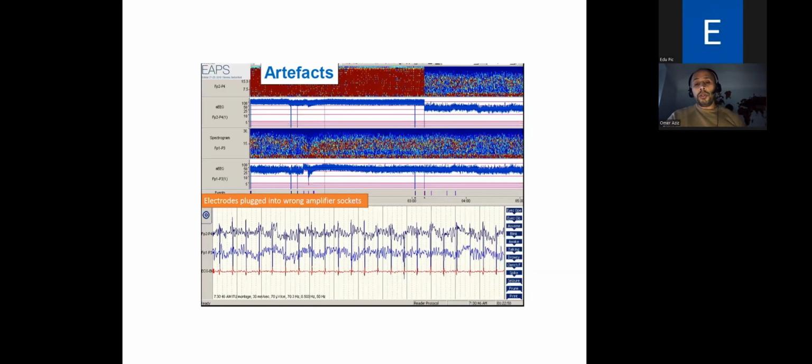And similarly, this also shows some artifact. Again, it's completely abnormal. It's literally all over the place, but the electrodes were plugged in the wrong way around, and that was the result of what you're seeing on the screen. So what we tend to teach is to interrogate what you're seeing, and make sure the quality of the tracing is adequate for you to make a clinical diagnosis.